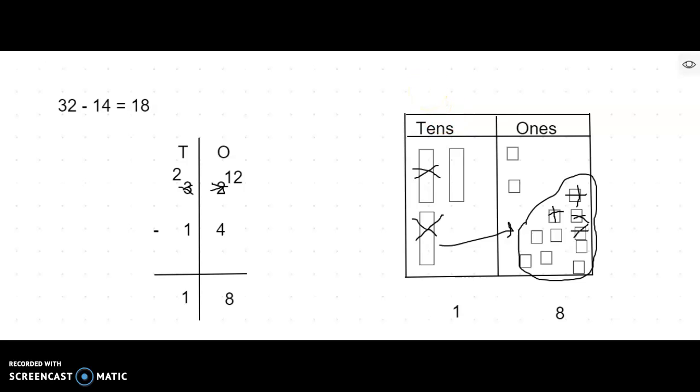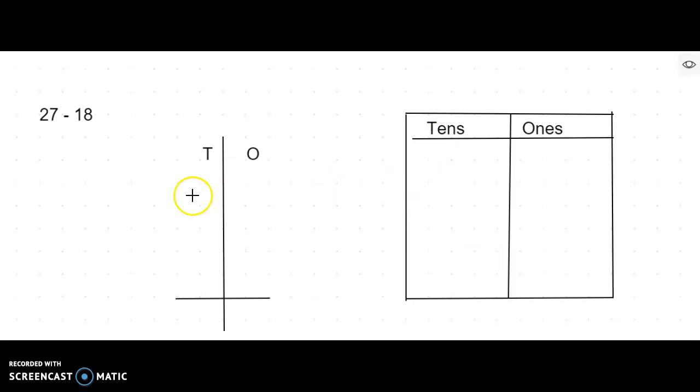I know you girls are going to do great with it, but I'm going to give you another problem to practice tomorrow. The problem we're going to do is 27 take away 18. Now I haven't set up the 10s and 1s. I haven't set up anything vertical. You're going to do all that when you do 27 take away 18.